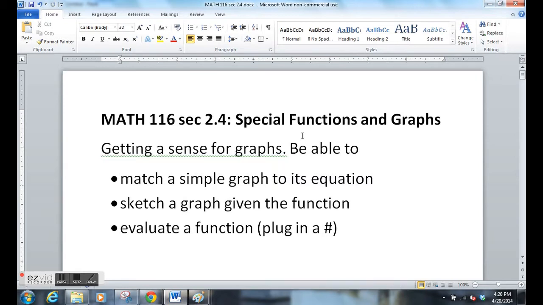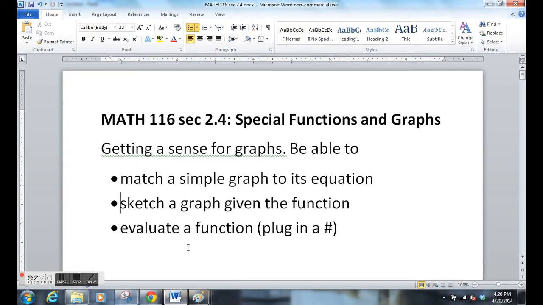So I will try to distill it for you and let you know what I expect you to do as a result of reading this section. In general, I want you to be able to match a simple graph to its equation. I'm not going to give you anything too crazy on a test, but in general, if you have a graph, you should be able to match it to the equation. You should also be able to sketch a graph if you have a function. If I give you a function, you should be able to pencil in some sort of sketch, and you can use your graphing calculator to help you.